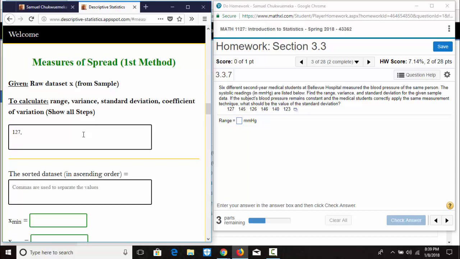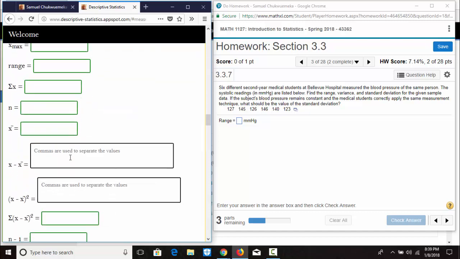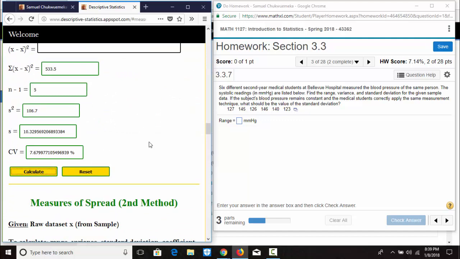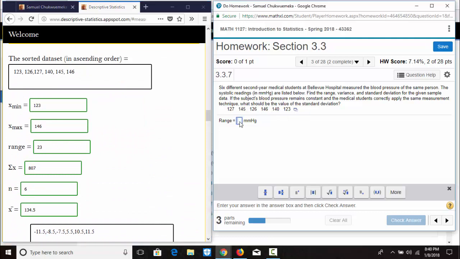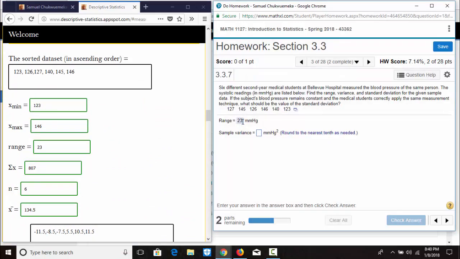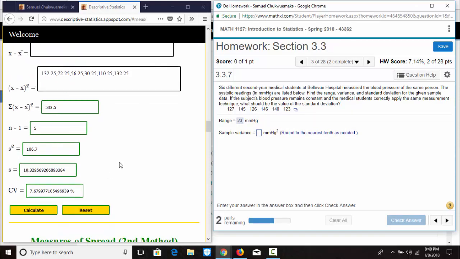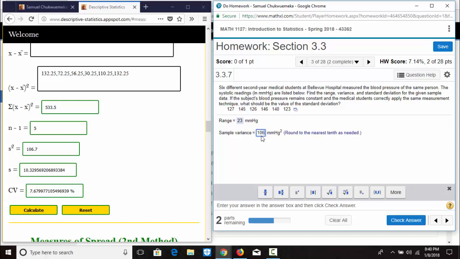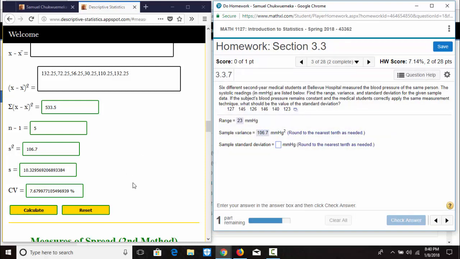We put 127, 145, 126, 146, 140, and 123, and then you just press calculate. The range is 23 millimeters of mercury. The sample variance, S squared, to the nearest tenth, is 106.7. The sample standard deviation to the nearest tenth is 10.3.